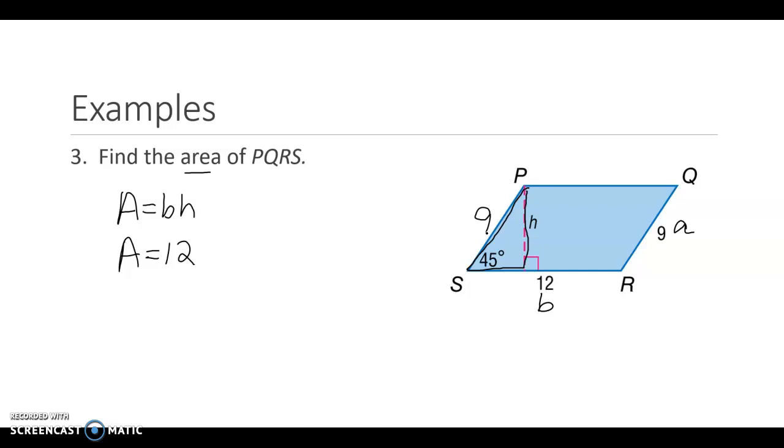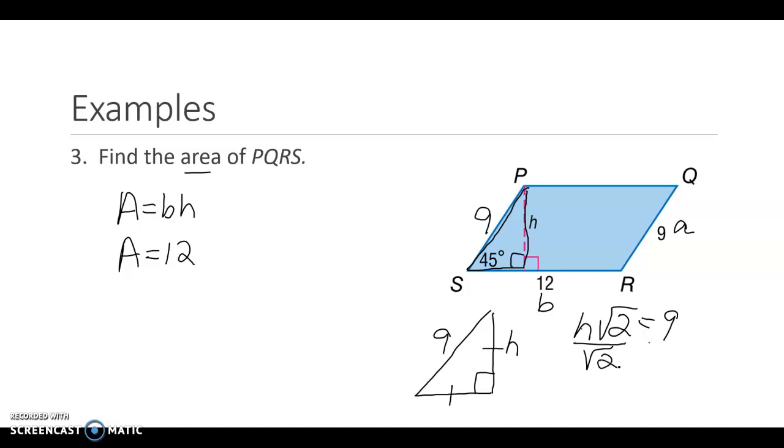Opposite sides of a parallelogram are congruent. I don't know any of the other sides, but I do know something about 45-45-90 triangles. Legs are congruent. 9 is my hypotenuse. The leg, which in this case is h, times the square root of 2 equals that hypotenuse of 9. If I divide by the square root of 2, I can't leave it like that, so we're going to rationalize it. And I get that the height is 9 square root of 2 all over 2.